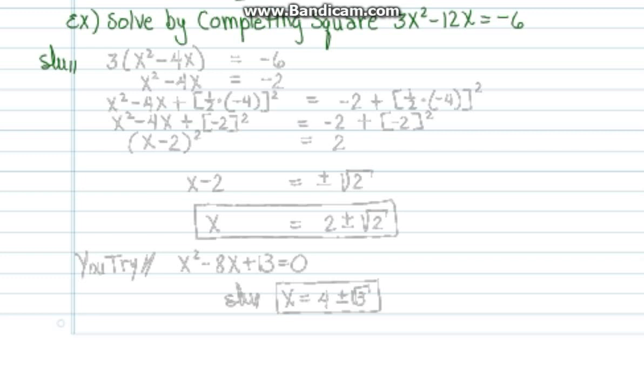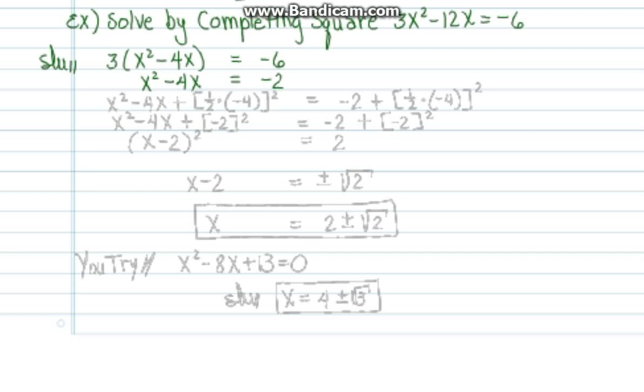Step 2, eliminate the coefficient of x squared. So we do have a coefficient on x squared. It's a 3. We need to factor it out. Minus 4x. Bring down the equal sign, bring down the other side. So we factor the coefficient of x squared out of both terms on the left side. And then to get rid of it, we just divide both sides by that coefficient 3, and we get x squared minus 4x equals negative 6 divided by 3 is negative 2.